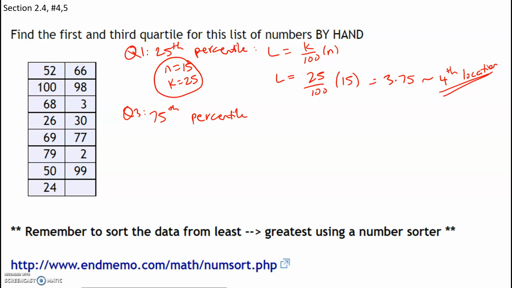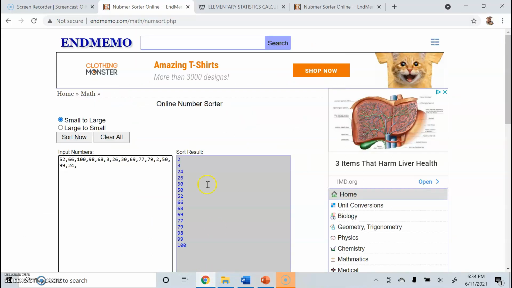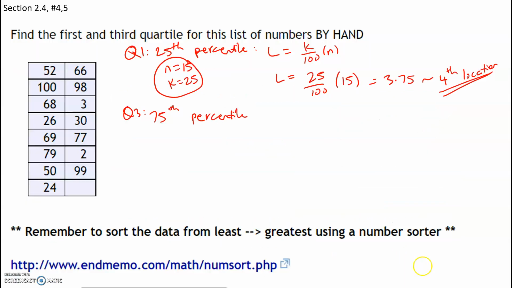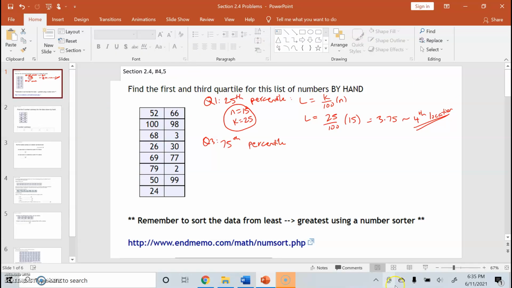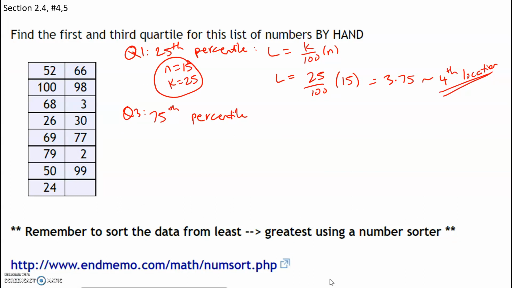Now, I can't pick the fourth location going left to right because remember, these numbers have to be in order from least to greatest. So I'm going to look at my sorted list, which is in the number sorter, and my fourth location is going to be 26. So my first quartile, or the 25th percentile, is going to be the fourth location, which was 26. So I'm going to write Q1 equals 26.